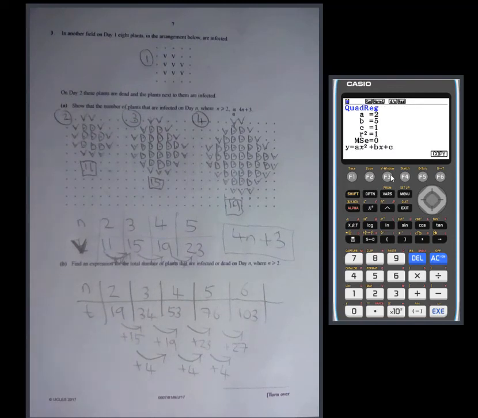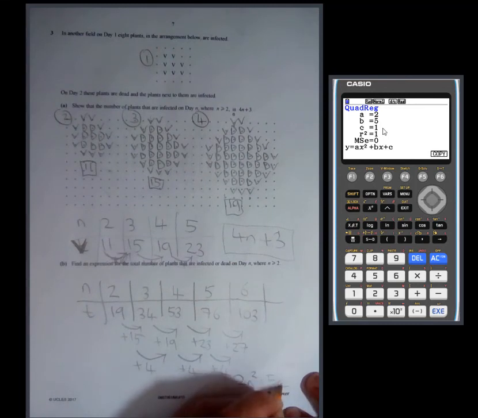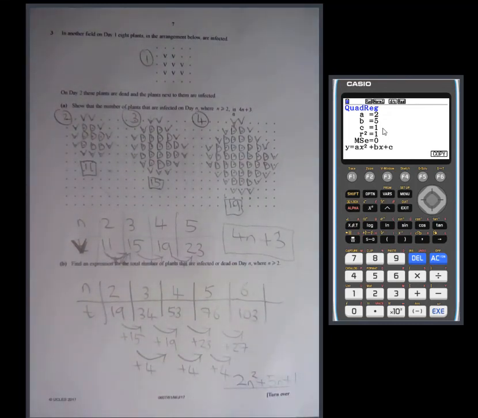So that tells me it's 2x squared plus 5x plus 1, which means 2n squared plus 5n plus 1. And that is the end of the investigation paper.